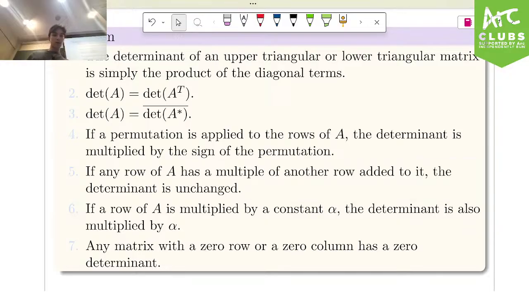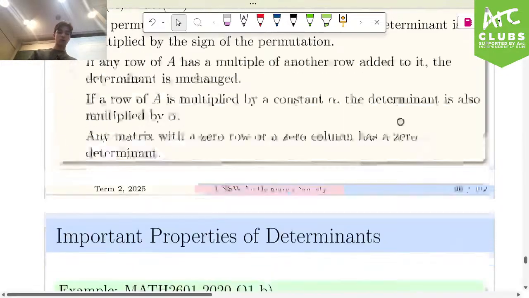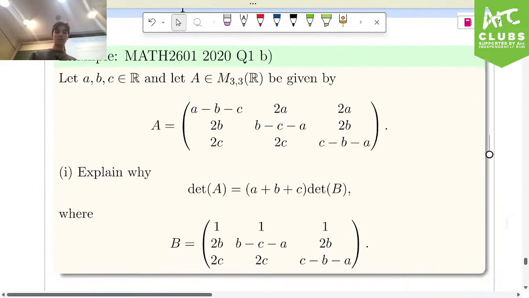Next, the fifth property: if any row of A has a multiple of another row added to it, the determinant is unchanged, right? That's one of the elementary row operations. If a row of A is multiplied by a constant alpha, the determinant is also multiplied by alpha. Any matrix with a 0 row or 0 column has a 0 determinant. All of these should be pretty familiar.